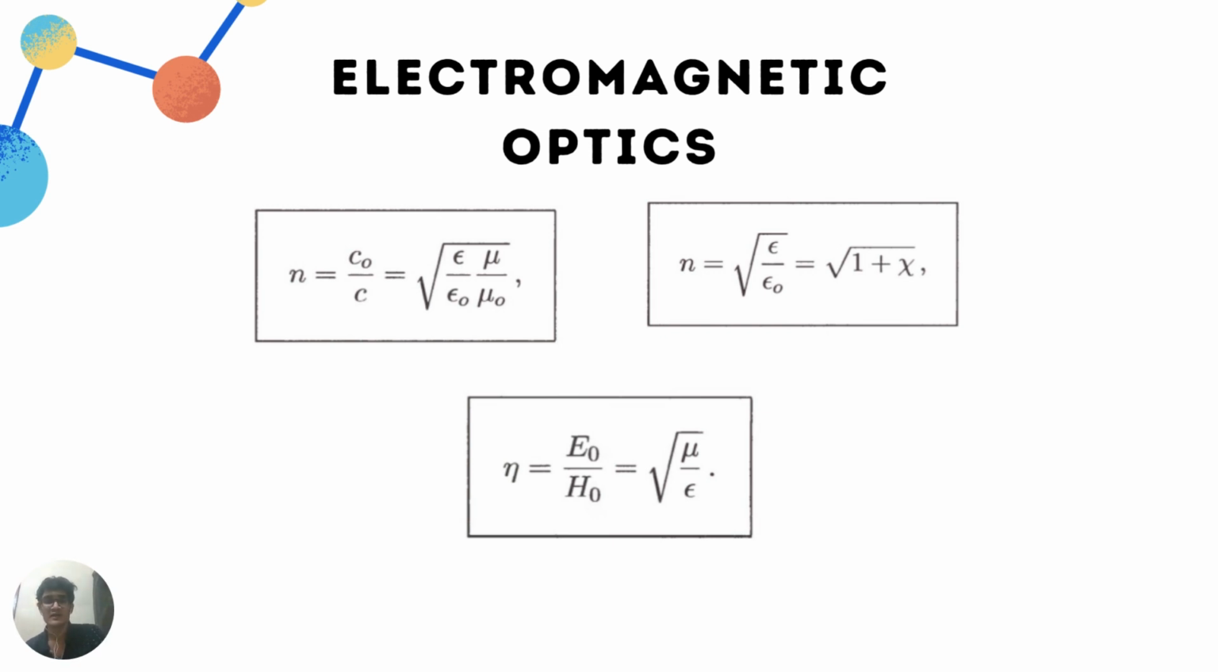This can also be written as epsilon by epsilon naught for non-magnetic mediums, for which mu is equal to mu naught, which is equal to 1 plus chi. So chi here is the dielectric susceptibility of the medium. There is a quantity called eta, which is the electromagnetic impedance of the medium. So the impedance of the medium is defined by E naught by H naught, which is equal to square root mu by epsilon. It can be observed that this impedance of free space is 120 pi, using the mu naught and epsilon naught values.